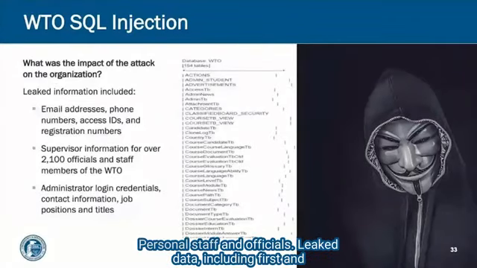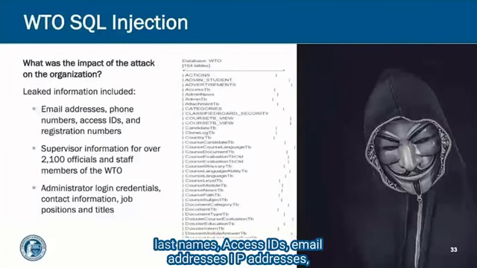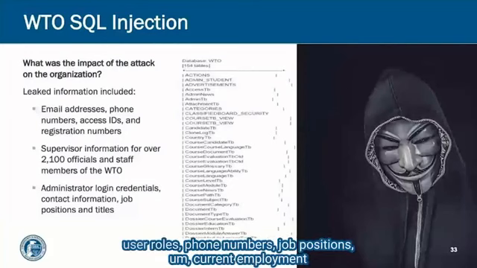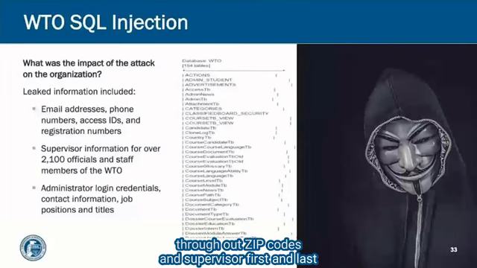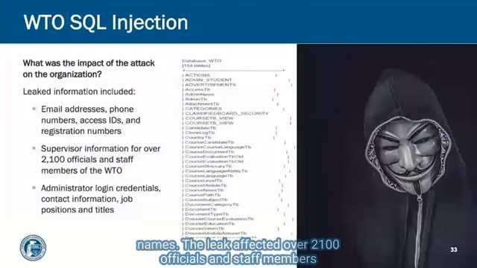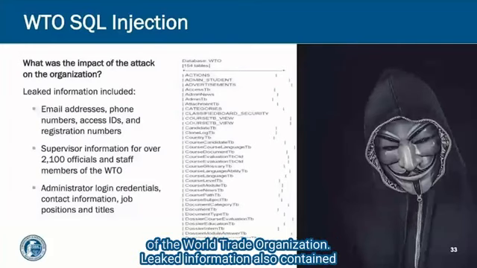Personal staff and officials' leaked data included first and last names, access IDs, email addresses, IP addresses, user roles, phone numbers, job positions, current employment throughout embassies, zip codes, and supervisors' first and last names. The leak affected over 2,100 officials and staff members of the World Trade Organization.